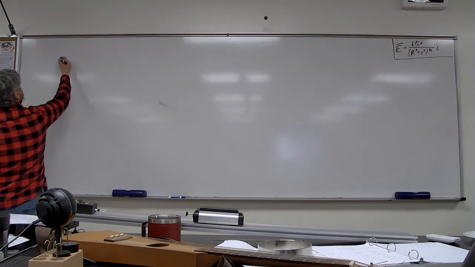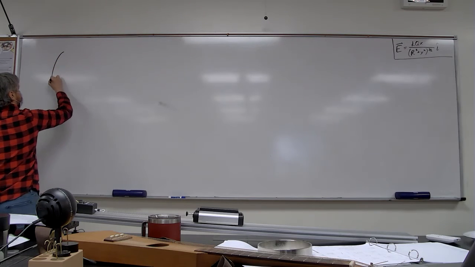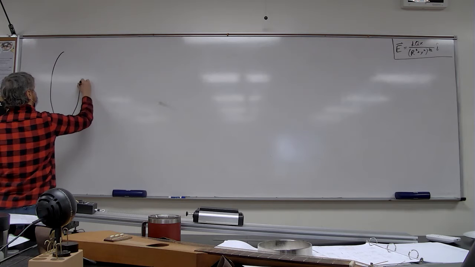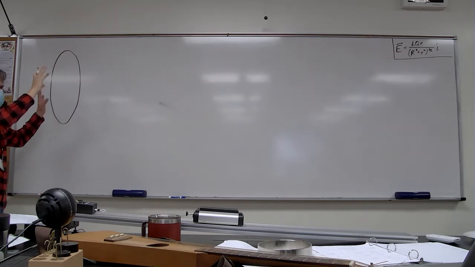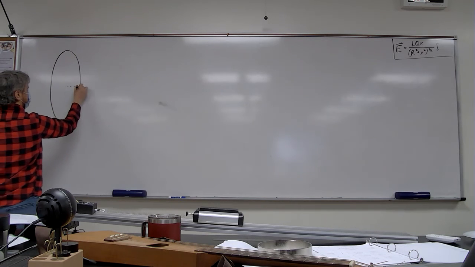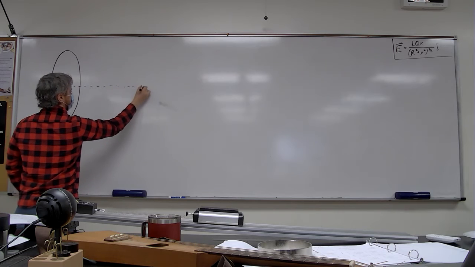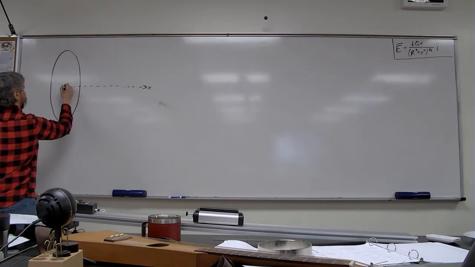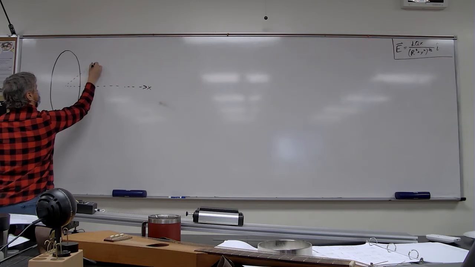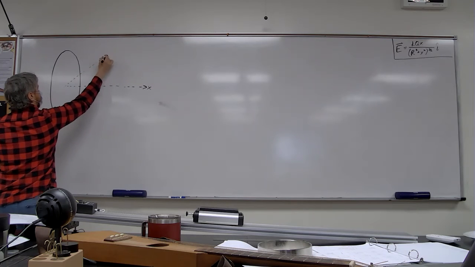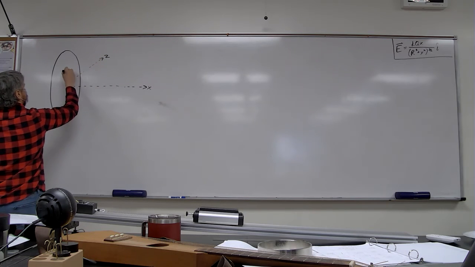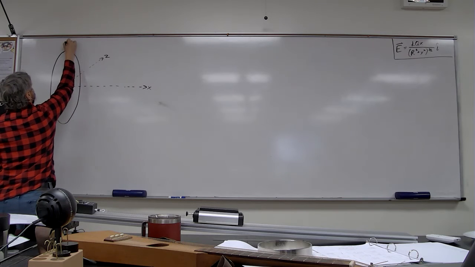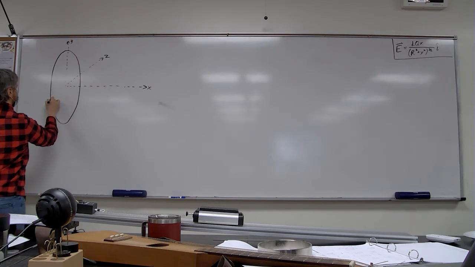Okay, so now I'm going to have a circular sheet of charge. I'm going to orient it in the same way as before. So there's my x direction. That is the z direction, as the Brits say. Y direction.